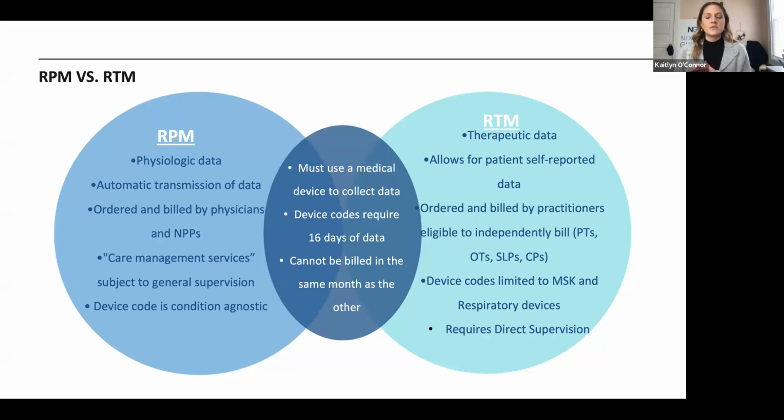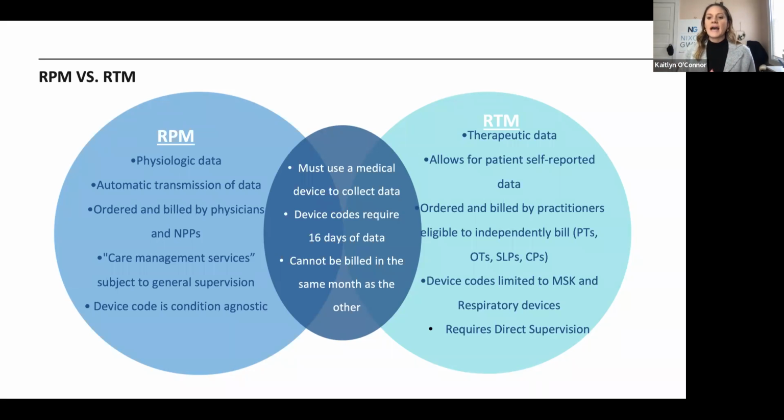The other really exciting difference between RPM and RTM, which Carrie touched on a little bit before as well, is the types of practitioners that can order and bill for RTM. Where RPM is very limited to physicians and non-physician practitioners that can order and bill for the service, RTM is in a different category of codes that allows for other types of independent practitioners, such as physical therapists, occupational therapists, speech language pathologists, and clinical psychologists to order and bill for those services. So that's where we see that expansion from RPM into RTM, where now we have lots more providers and a lot more use cases where these services can be applicable.